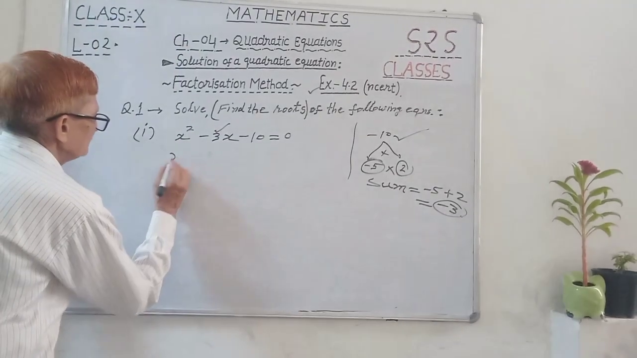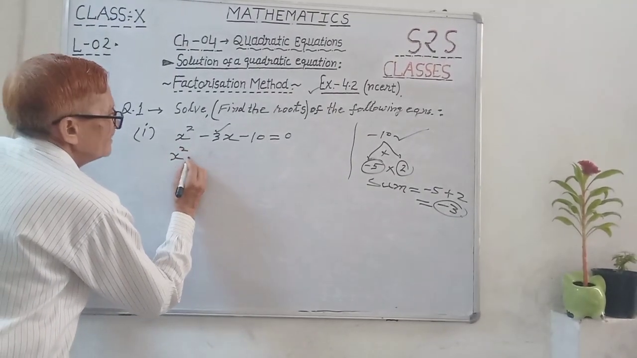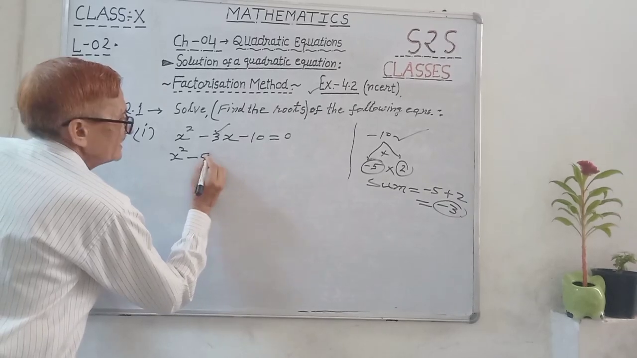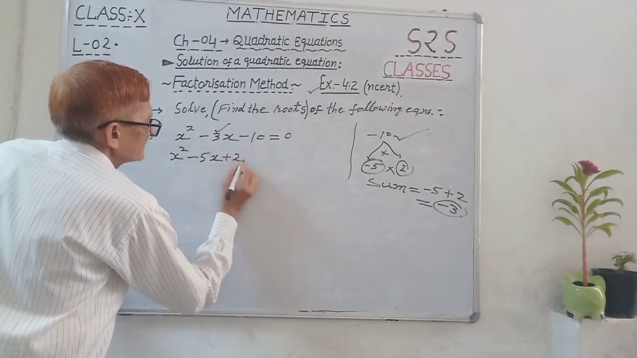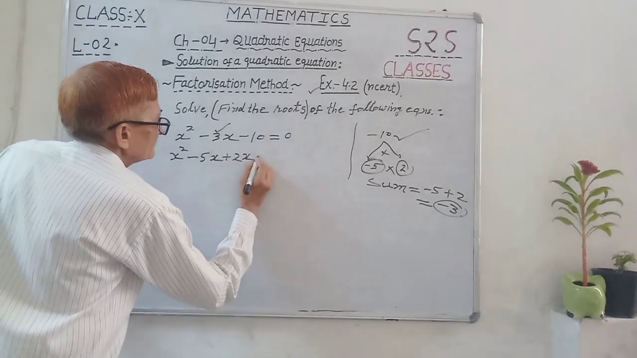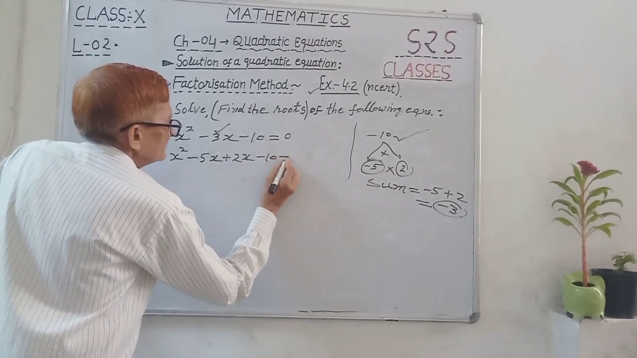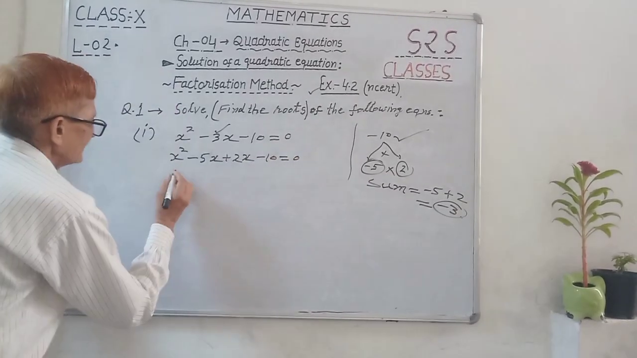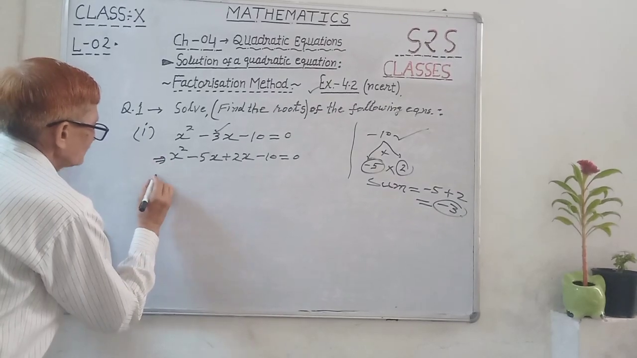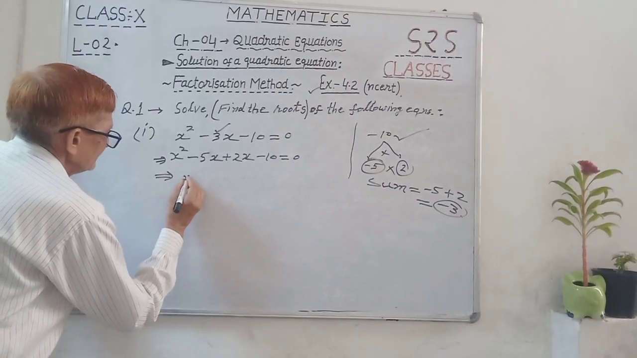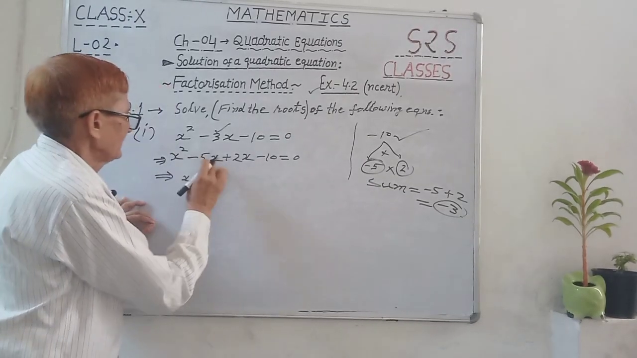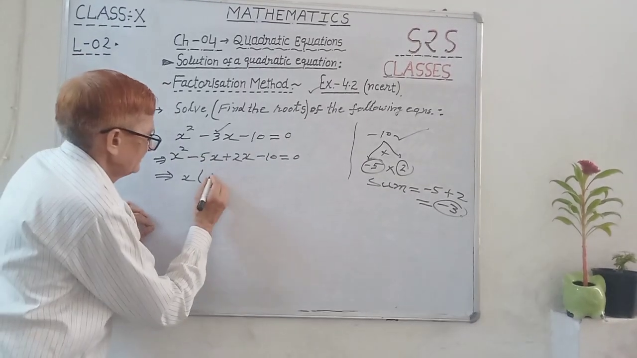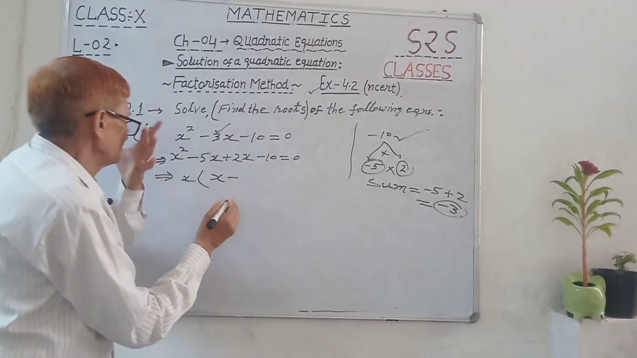Then it is easy to solve. So x square minus 5x plus 2x minus 10 is equal to 0. Then x common in these two terms. Then x minus 5, x minus 5.